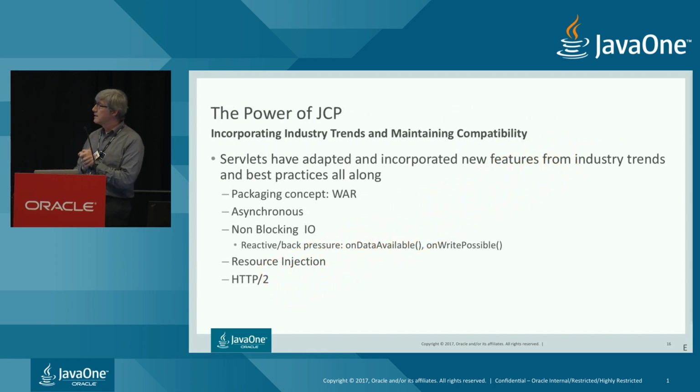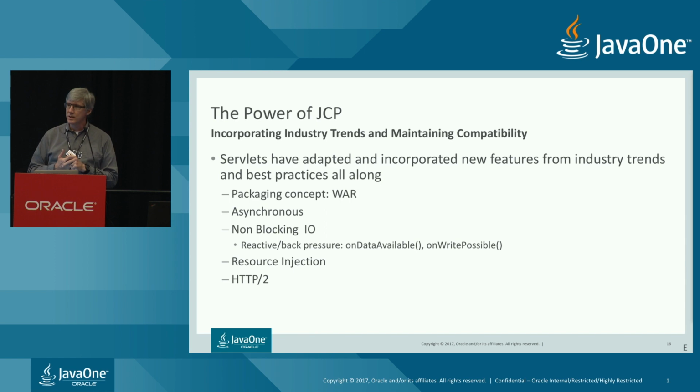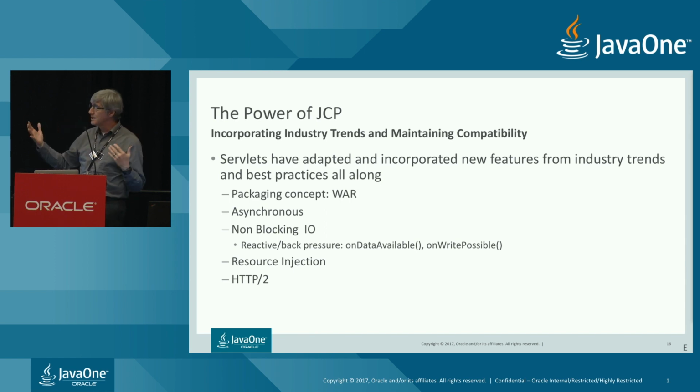So talking about trends, this is one that I really like to talk about. We have been doing JCP specs for a really long time, and I think there's a proven track record of success. It's often held up as slow and ponderous and difficult, but you do get results. You do get representation. So in the particular aspect of servlets, we've always adopted and incorporated new features from industry trends and best practices all along.